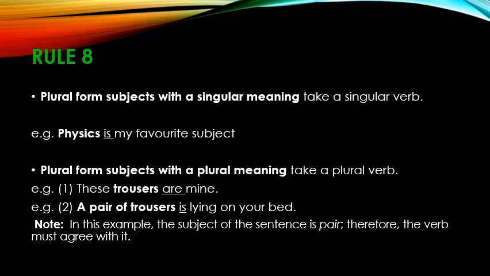8.2 is just the opposite. Now, this word trousers. We always think that trousers is a singular thing. No, trousers is actually a plural thing. These trousers are mine. But when I say a pair of trousers, in that case it is singular because we are focusing on the subject pair. Pair is the subject in this case. So a pair of trousers is lying on the table, but in this case trousers is plural.